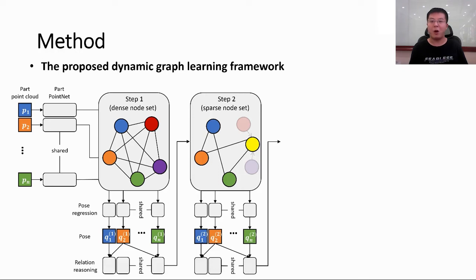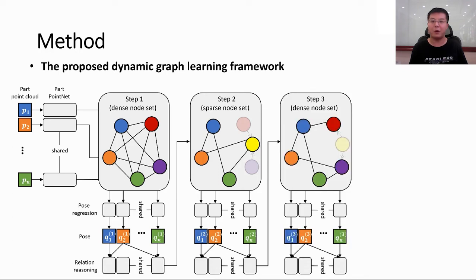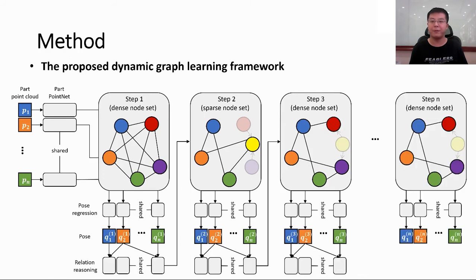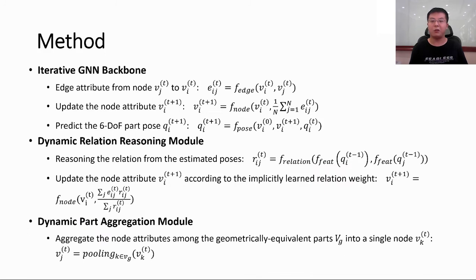In this way, we employ an iterative graph neural network backbone to gradually refine the part pose estimations in a coarse-to-fine manner. At the core of our method, we propose the dynamic part relation reasoning module and the dynamic part aggregation module that jointly learn to dynamically evolve part node and edge features within the part graph. Here are the details of our dynamic graph learning algorithm.